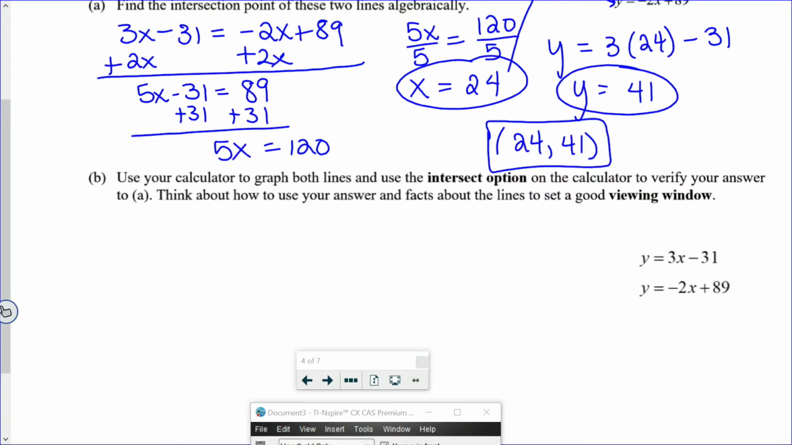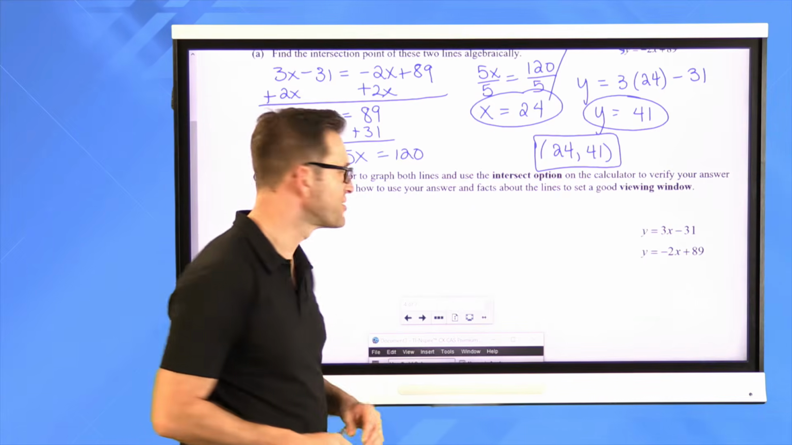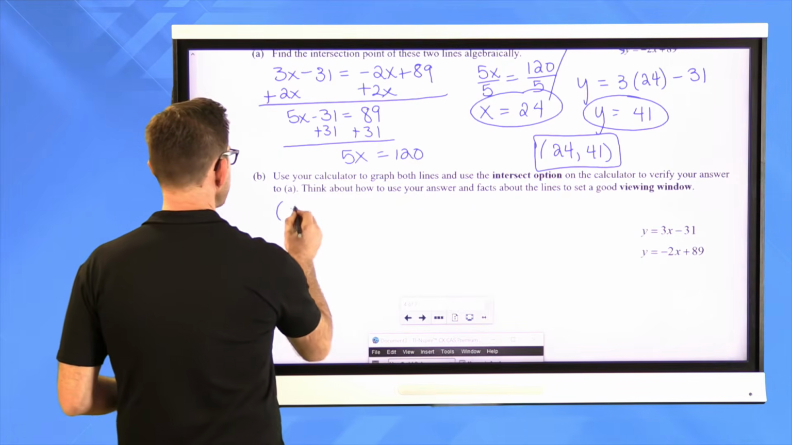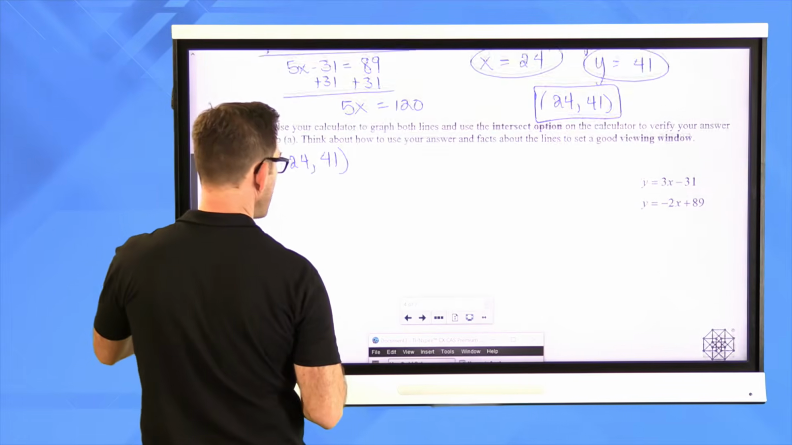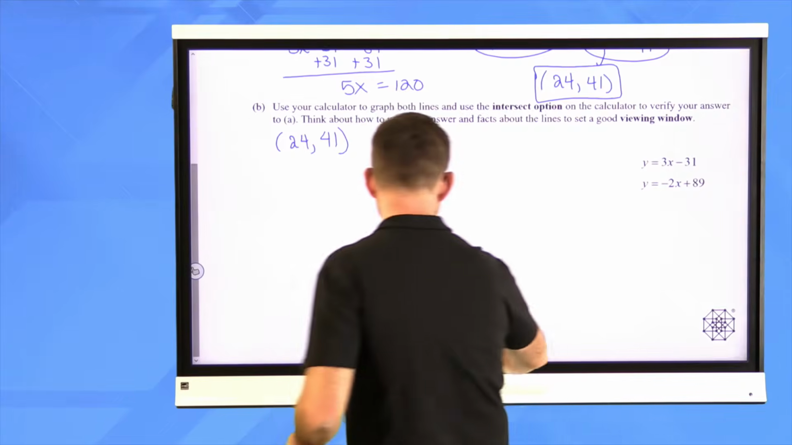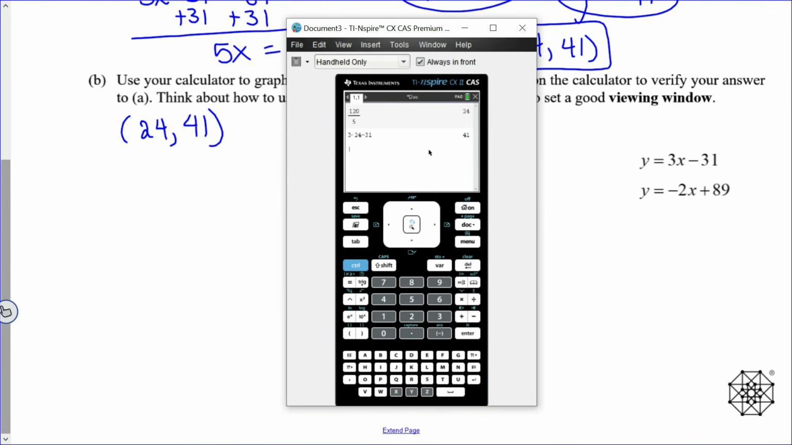Letter B. Use your calculator to graph both lines and use the intersect option on the calculator to verify your answer to A. Think about how to use your answer and facts about the lines to set a good viewing window. All right, let's talk about all this, right? First, I'm going to write down that intersection point right here so that we have it and we can think about it, right? Let me bring up my TI Inspire calculator by Texas Instruments.